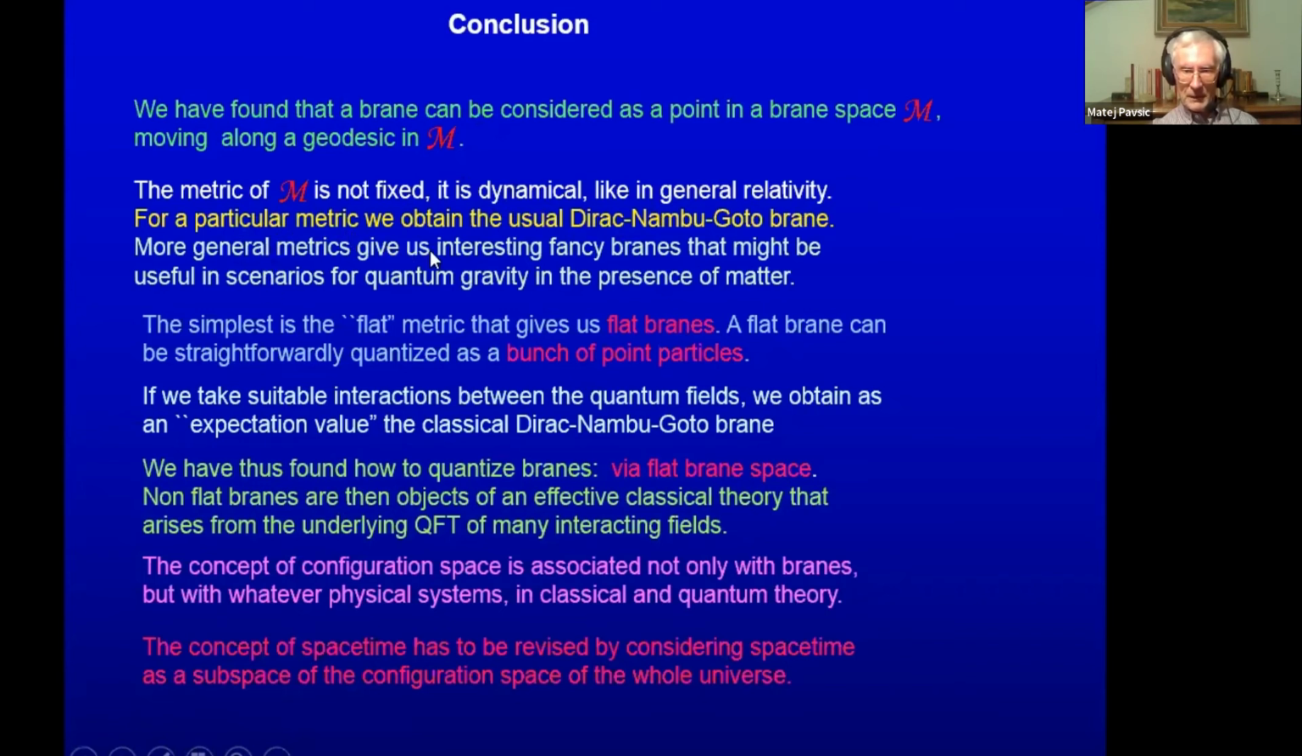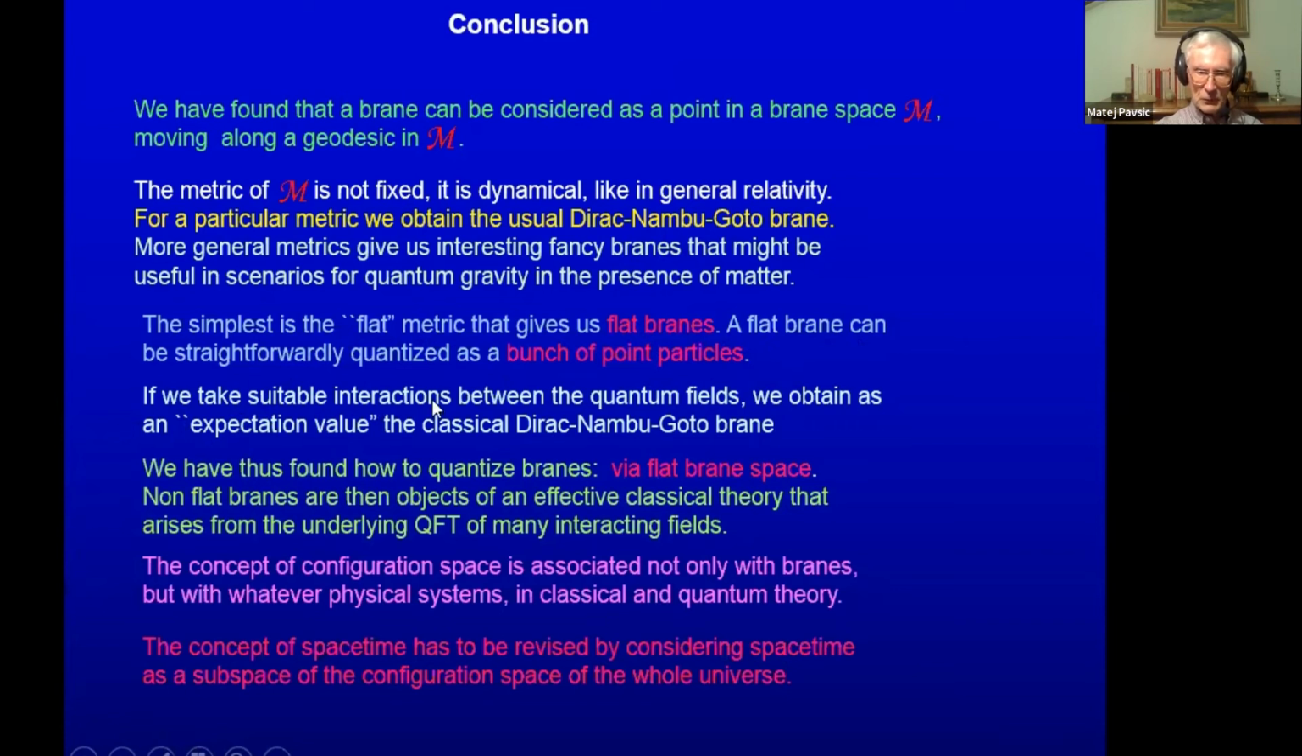For a particular metric, we obtain the usual Nambu-Goto brane. More general metrics give us interesting fancy branes that might be useful in scenarios for quantum gravity in the presence of matter, and of course also in the Braneworld scenarios. The simplest is the case of flat metric that gives us flat branes. A flat brane can be straightforwardly quantized as a bunch of point particles.